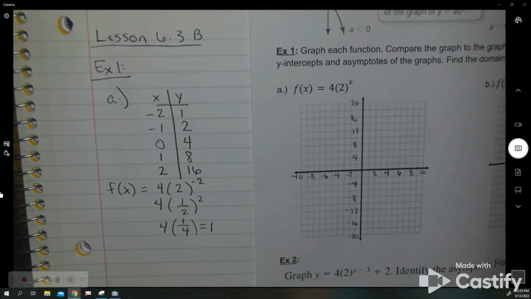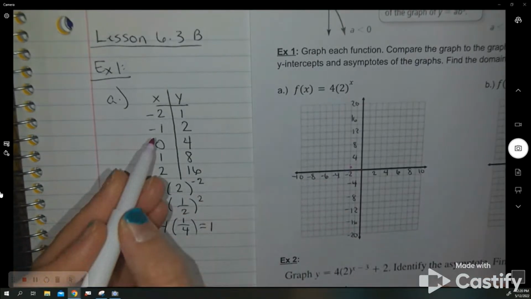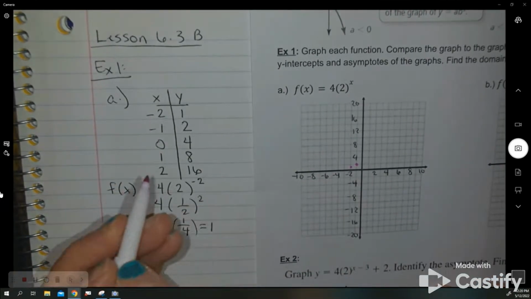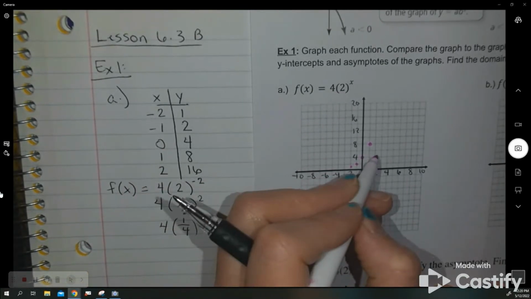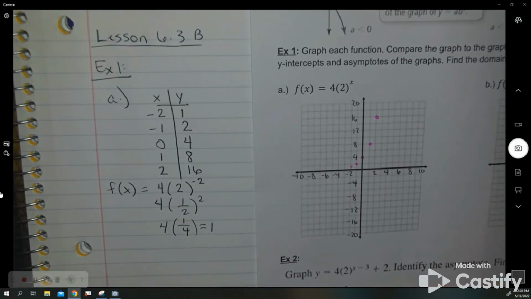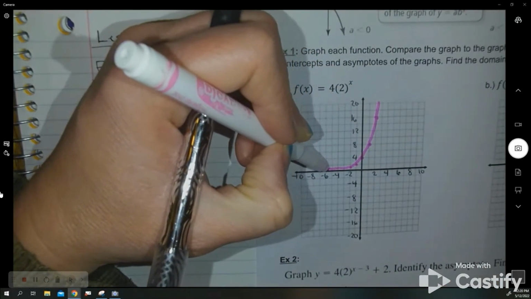So I'm going to plot these, and I have -2, 1. So -2 and 1, since it's counted by 2s, we're going halfway between. And then -1, 2. So -1, 2 is right down here on this line. 0, 4, right here. 1, 8, and 2, 16. So we're going to be connecting the dots. And notice that it kind of curves down and around towards here, but never actually will cross.